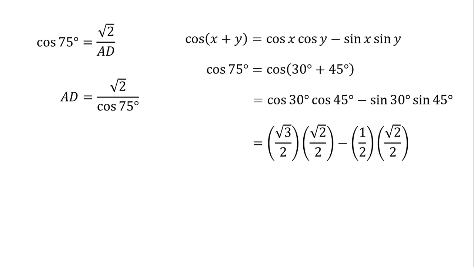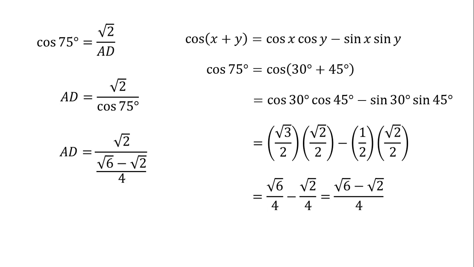Now we know that cosine 30 degrees is square root of 3 over 2, cosine 45 degrees is square root of 2 over 2, sine 30 degrees is 1/2, and sine 45 degrees is square root of 2 over 2. Simplifying this expression, we get cosine 75 degrees equals square root of 6 minus square root of 2 all divided by 4. Now let us substitute this value to the equation AD equals square root of 2 divided by cosine 75 degrees. So we have AD equals square root of 2 divided by square root of 6 minus square root of 2 divided by 4.